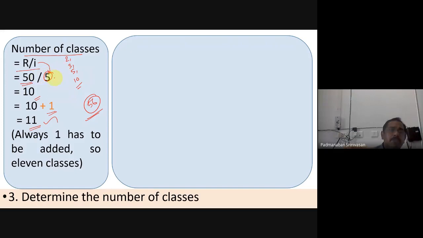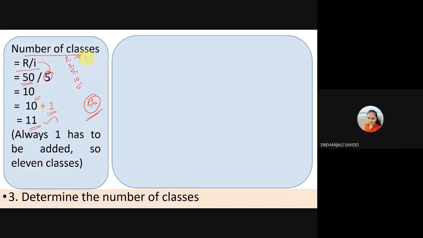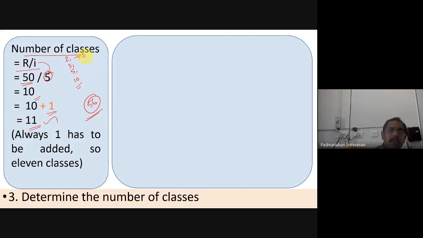Suppose you divide 50 by 2. What is the number of classes for that? 50 by 2 is 25, plus 1 you have to add, so 26 classes will come. If you put 3, 15 will come, you can add one more, 16 classes. If you put 5, it is 11 classes. If you put class interval as 10, how many classes are possible? 50 by 10 is 5 plus 1, 6.